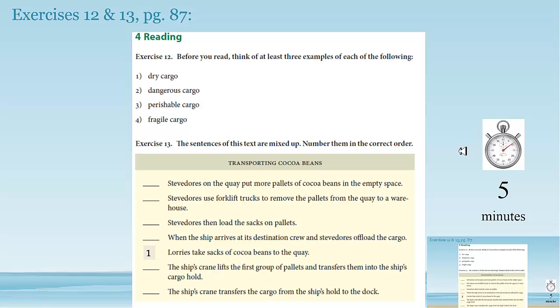But before you do that, look at exercise 12. Do you know what perishable cargo is? Do you know what fragile cargo is? Well, I'm going to give you 5 minutes. I'll tell you afterwards, but look it up first in a dictionary and then try to think of 3 examples of each for dry cargo, for dangerous cargo, but then perishable and fragile cargo as well. Okay, 5 minutes. Here we go.